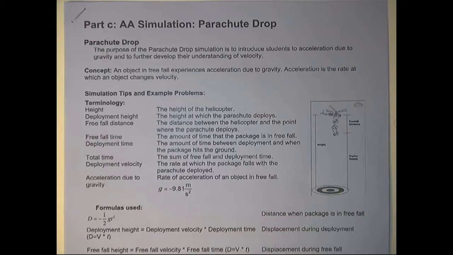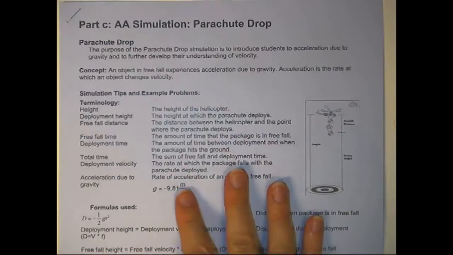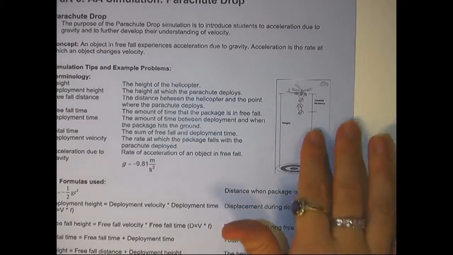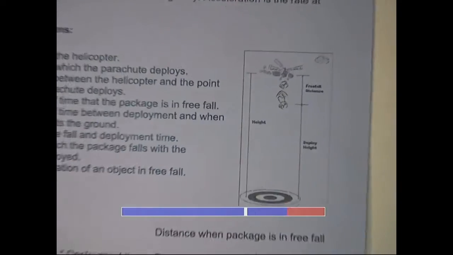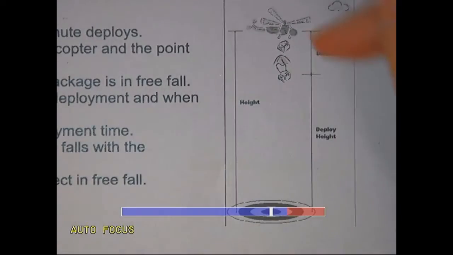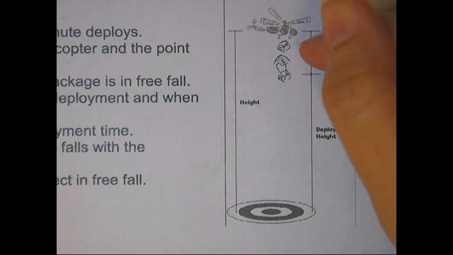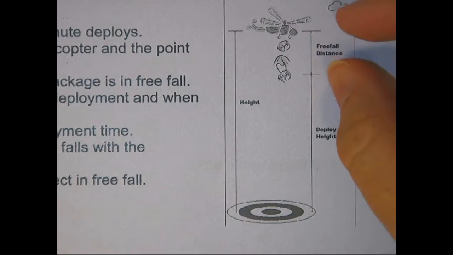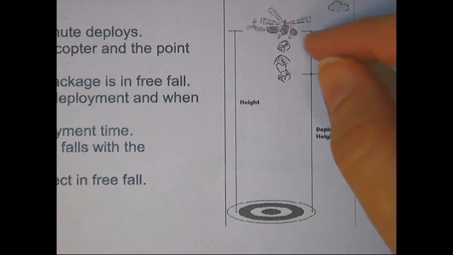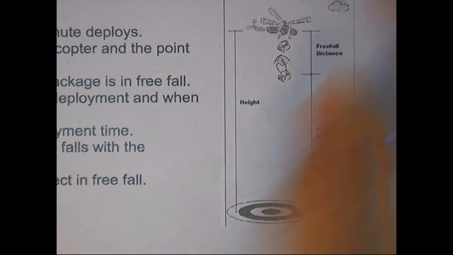Okay, we're going to look at part C, the parachute drop. And the important thing to notice is this picture over here and understand what's happening here. So I'm going to zoom in. When the package first is dropped from the helicopter, from here to here, the parachute is not open. So here, it's just falling in free fall.